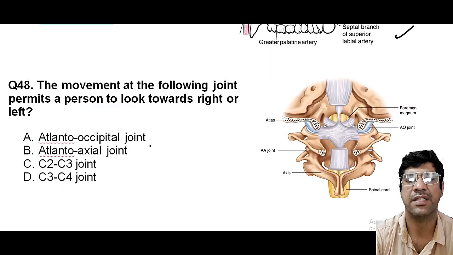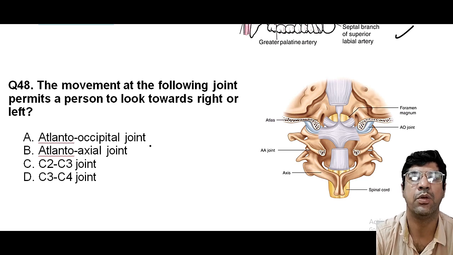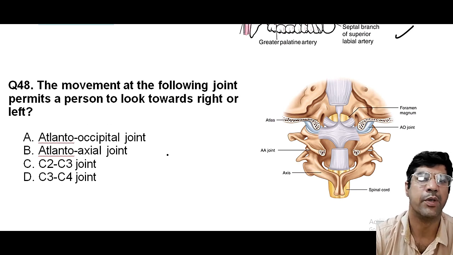This question we have discussed already. The movement at which of the following joints permits a patient to look towards right or left? It is the atlantoaxial joint.